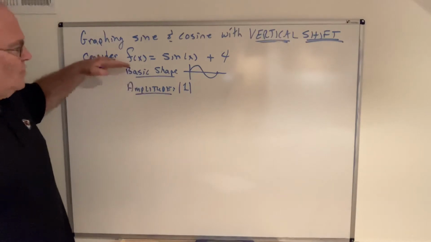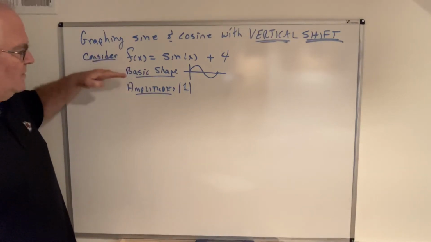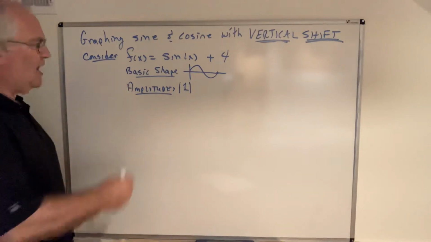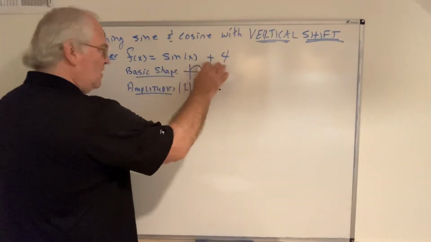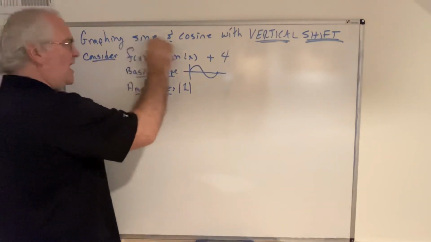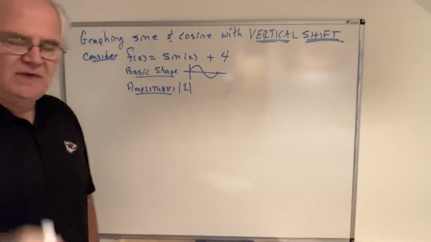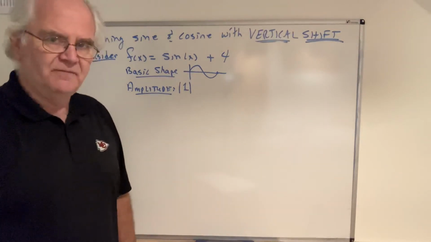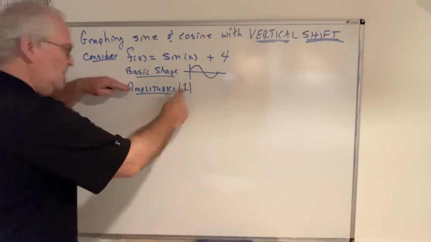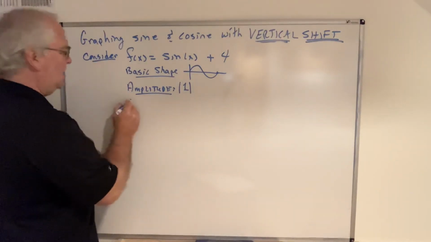so every time you graph one of these, basic shape, and then amplitude. Every time you graph one of these, from here on out, whether there's a plus 4 here, doesn't matter what else, every time you graph sine or cosine, you need basic shape, sketch in; amplitude, write that out. And the next thing is shift.